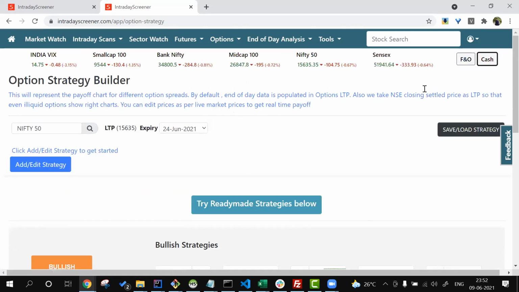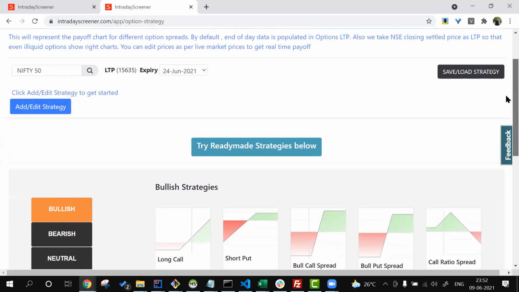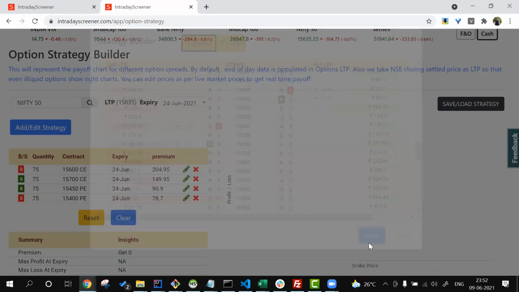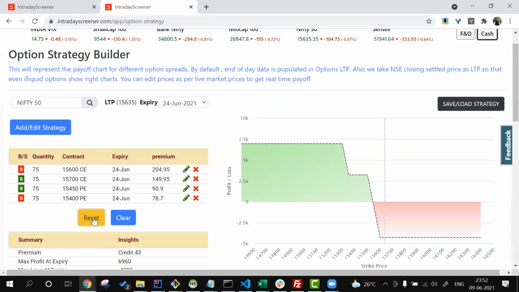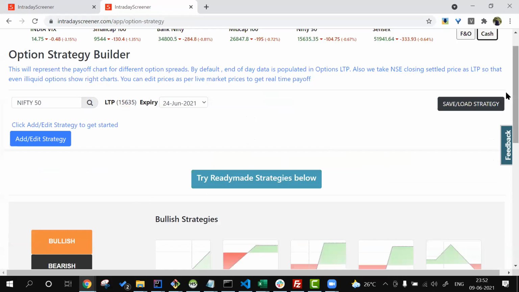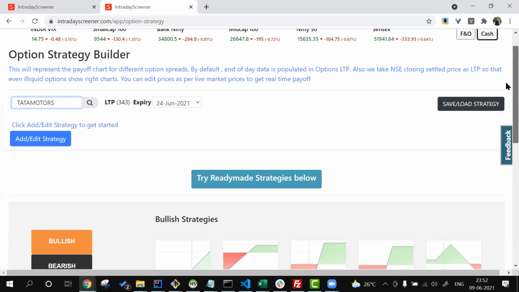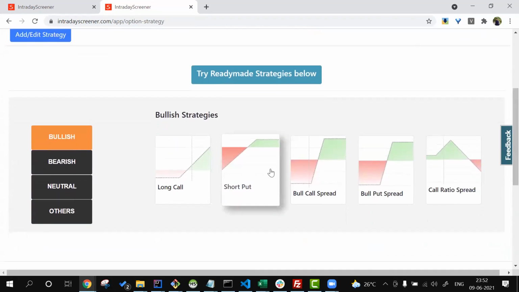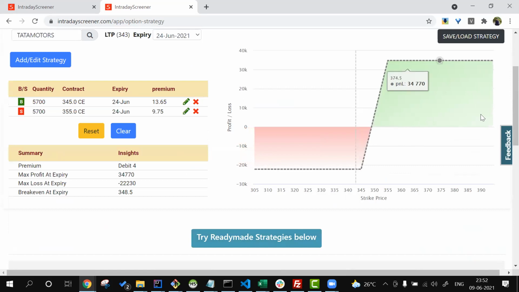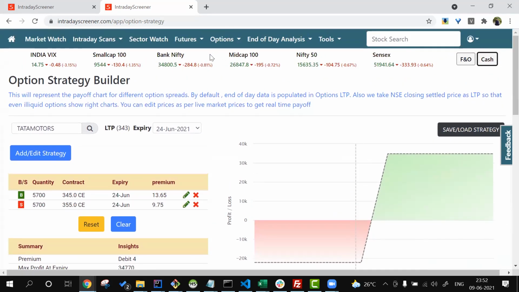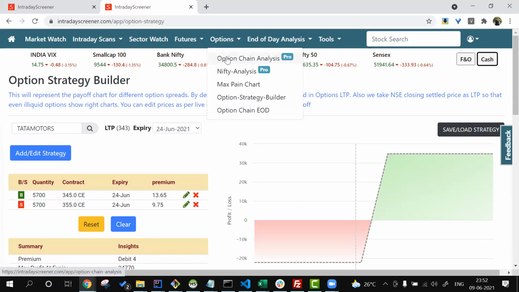Option strategy builder is basically used to make option strategies. You can click on any stock, select the strikes from the option chain, buy or sell different strikes, and click on done, and it will create the strategy for you. Also, you can create ready-made strategies. Let's say I select the stock Tata Motors, click here and choose bullish strategy. I want to create a bull call spread, and this will automatically create the best possible bull call spread for me. So this is the option strategy builder, and you can use it to develop option trading strategies.